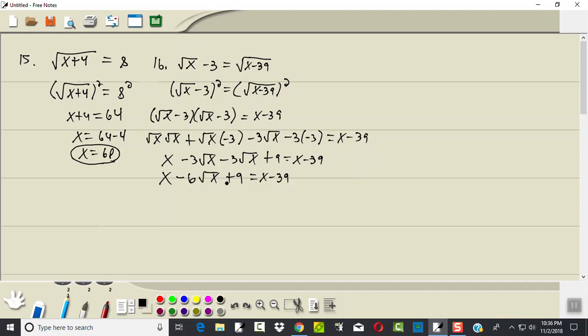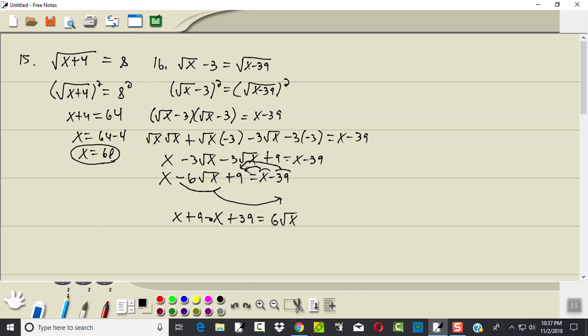Okay. Now we want to get the radical by itself because we've got another radical. So, just so I don't deal with all the negatives, I'm going to take the negative 6 square root of x to the right side and take the x and the negative 39 to the left side. Now over here we got x plus 9, that's what's already there. I take the x over the left side, becomes a negative x. I take negative 39 to the left side, becomes a positive 39. And I take the negative 6 square root of x to the right side and becomes a positive 6 square root of x.